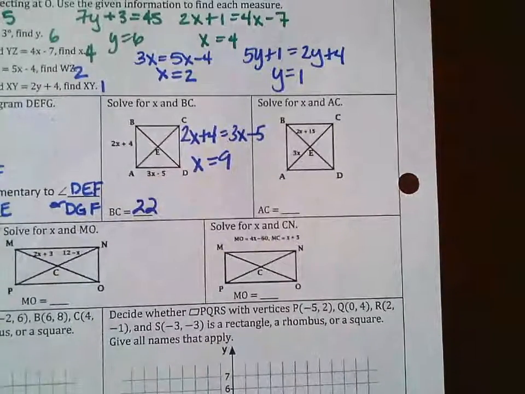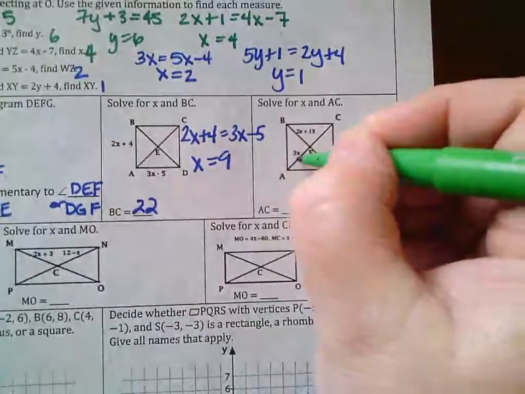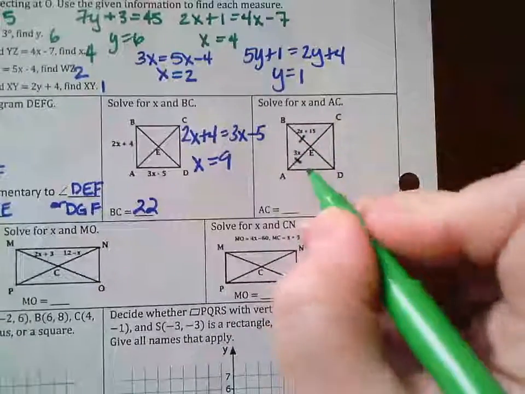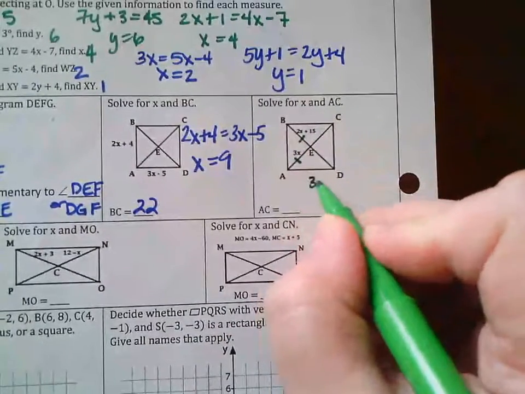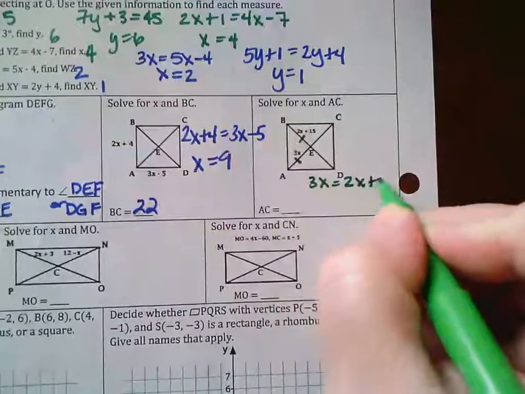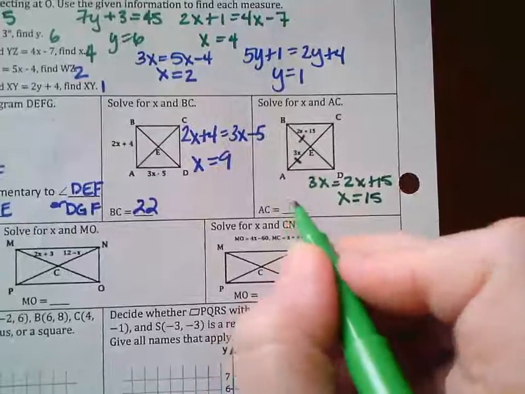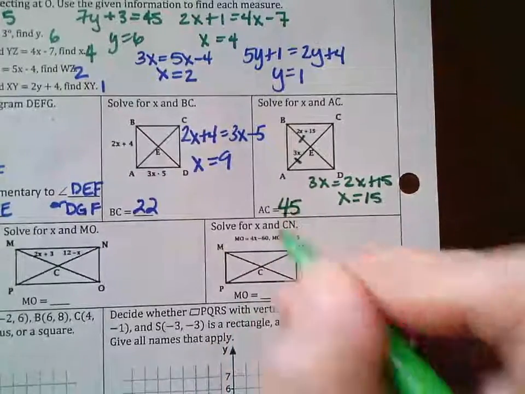Solve for x on this one. Now, this diagonal is equal to this diagonal because it's a square. So they're equal to each other. So it's going to be 3x equals 2x plus 15. And in this case, x is going to equal 15. Plug it back in, and x equals 45.